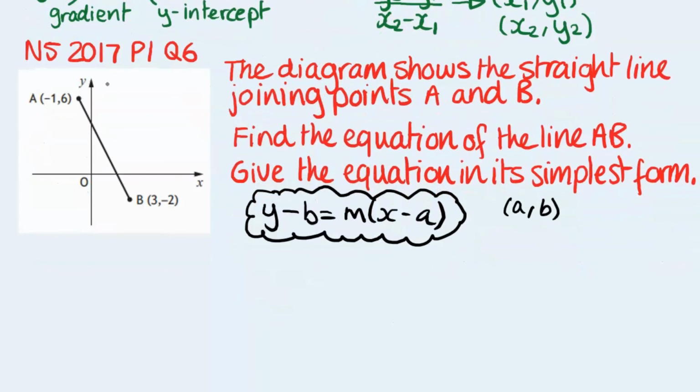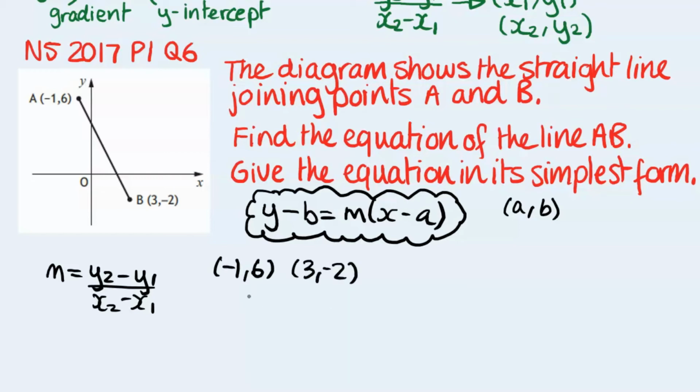What we have here is a line on a graph and we're given 2 points. Anytime you have that scenario, when you know 2 points on a line, that means you can immediately find the gradient. The formula to work out the gradient is m is equal to y2 minus y1 over x2 minus x1. So we need to know what to substitute into this formula. Let's write point A is (minus 1, 6) and B is (3, minus 2).